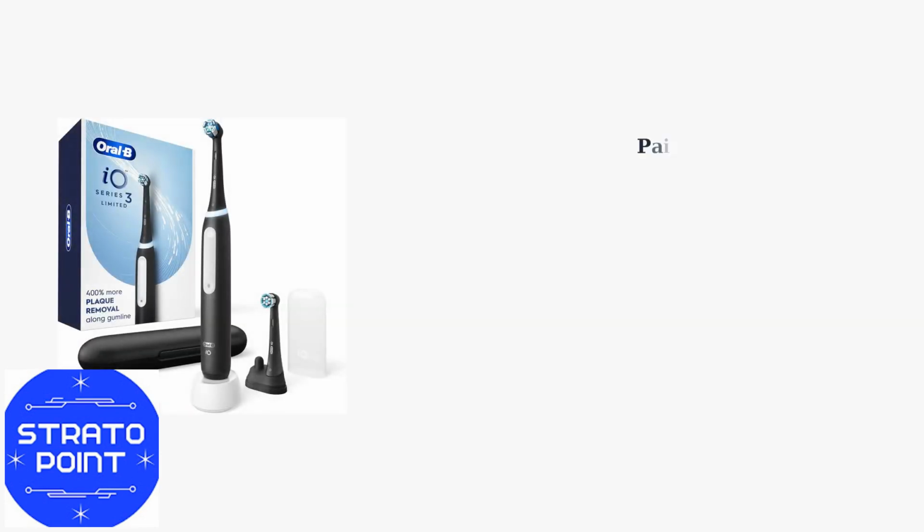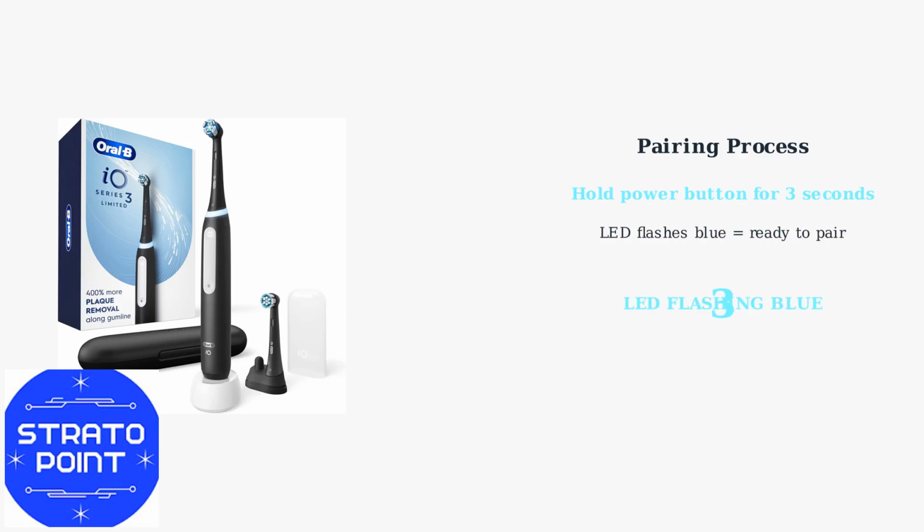Now for the physical pairing. Press and hold the power button on your IO3 toothbrush for exactly 3 seconds. You'll see the LED light flash blue, indicating the toothbrush is ready to pair.